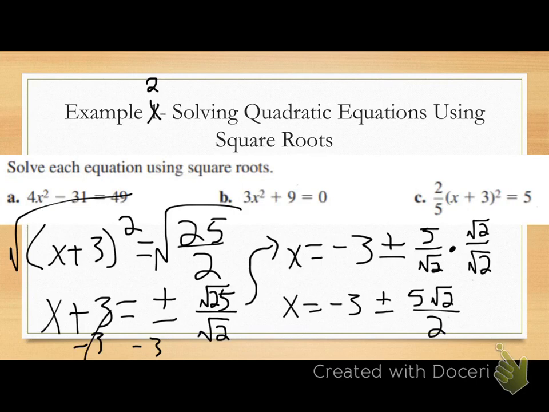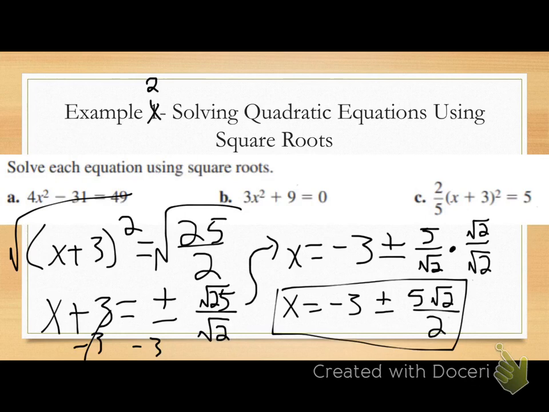So everyone see how my radical went away? Yeah, that's cool. So now that would be in simplest form. So this would be my answer. X equals negative 3 plus or minus 5 square root of 2 over 2.